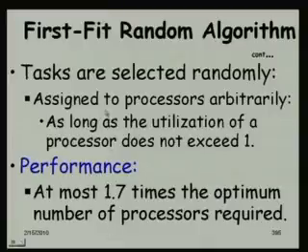In the first fit random algorithm, the tasks are selected randomly and they are assigned to the processors also arbitrarily. So, they will keep on assigning to the processors as long as the utilization of the processor does not exceed 1. The performance, which is easy to find through a simulation experiment, is at most 1.7 times the optimum number of processors required.